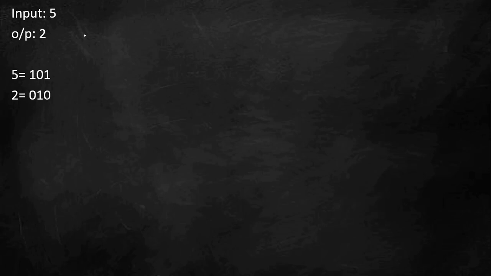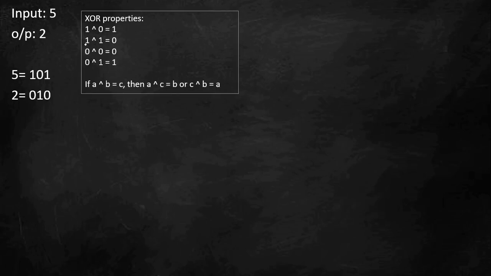Now if you observe the properties of XOR, here we have 1 XOR 0 equal to 1, 1 XOR 1 equal to 0, 0 XOR 0 equal to 0, 0 XOR 1 equal to 1. Basically what XOR does is, if the two binary digits are different, then it will always be 1. So that is the case here and here. If the two digits are different, it will always be 1. If it is the same, it will always be 0.